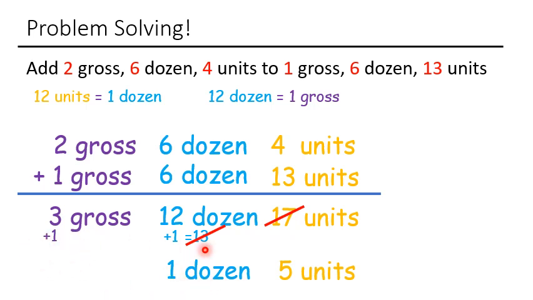Over here, when I took out the 12 dozen, those 12 dozen made 1 gross, and now I'm going to add it to the 3 gross. I just brought over 1 gross, and that's going to give me 4 gross. So my final answer is 4 gross, 1 dozen, and 5 units.